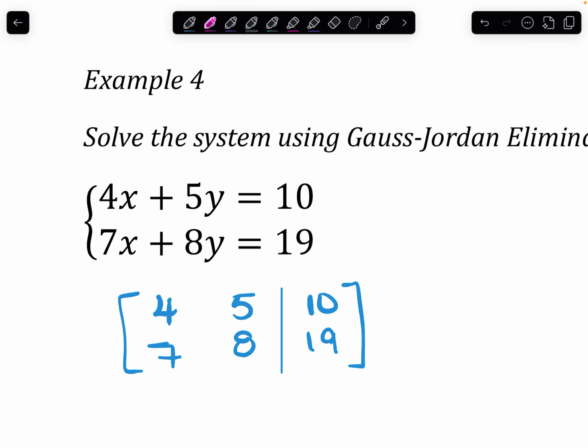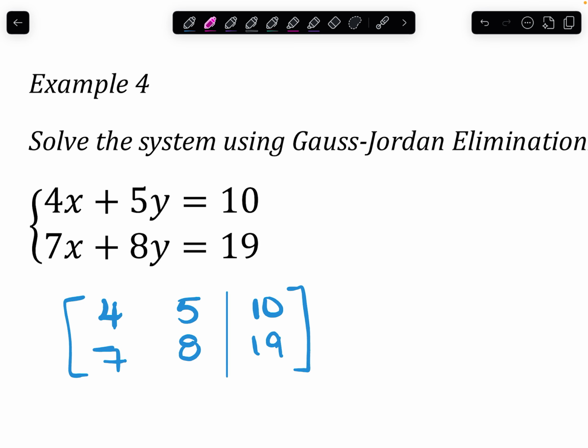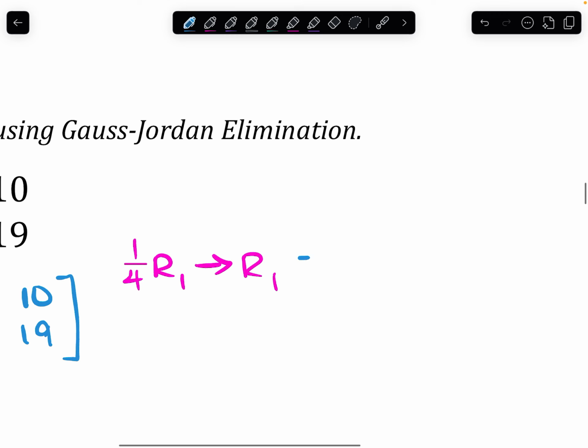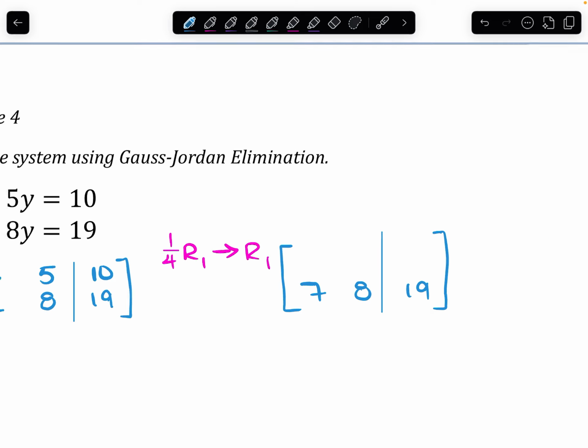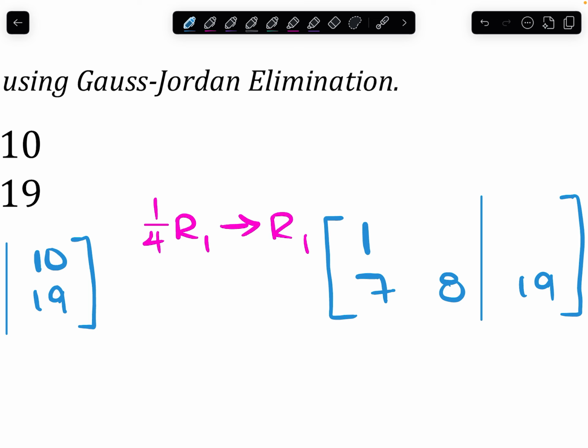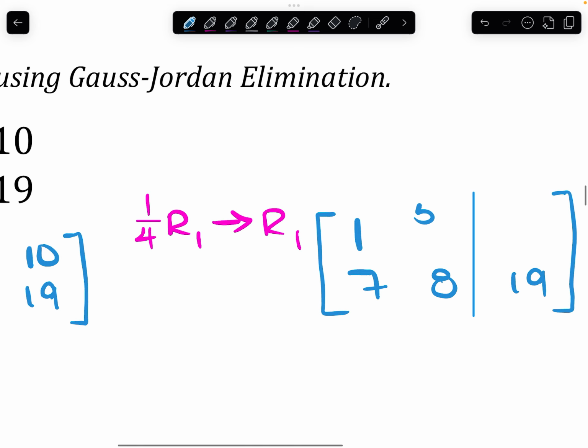All right, row operations. You need to list your row operations so I can follow them. First thing is to turn that 4 into 1. So we are going to multiply row 1 by its reciprocal, 1/4, and then replace row 1. My new matrix: row 2 untouched, 7, 8, 19. Only changing row 1. 1/4 times 4 is 1. 1/4 times 5 is 5/4. 10 times 1/4 is 5/2. All right, we got our 1.